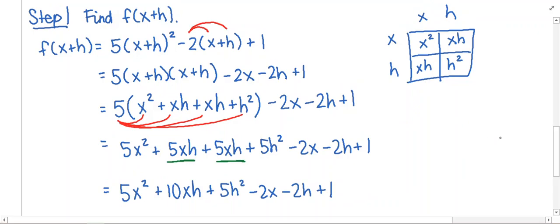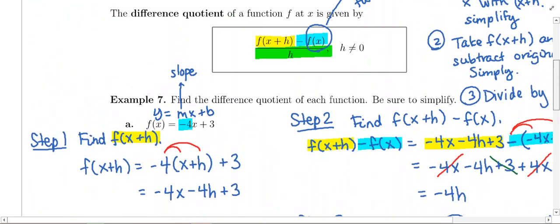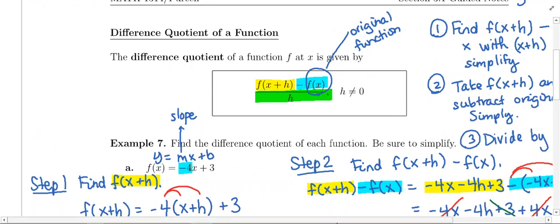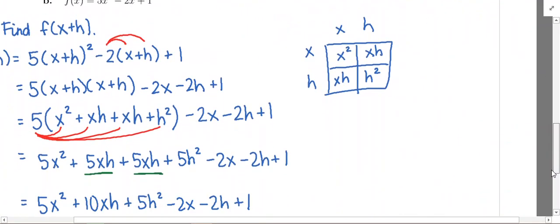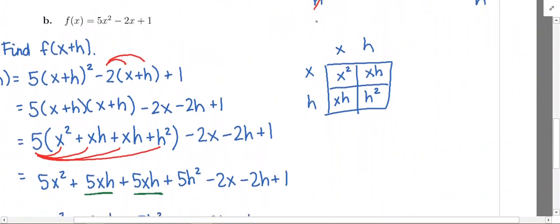The second step is to form the numerator. So if we scroll back up here and look at the second step, we're going to take our result of step 1, which is f of x plus h, and we're going to subtract the original function. Because look at the numerator here, the yellow and the blue. You need to take f of x plus h and subtract f of x. f of x is the original function. So going back down here, I'm almost out of room, so I'm going to start on the next page.